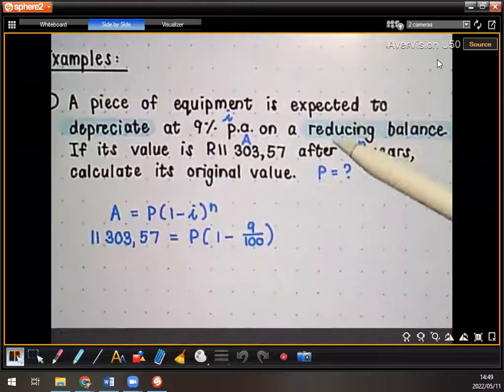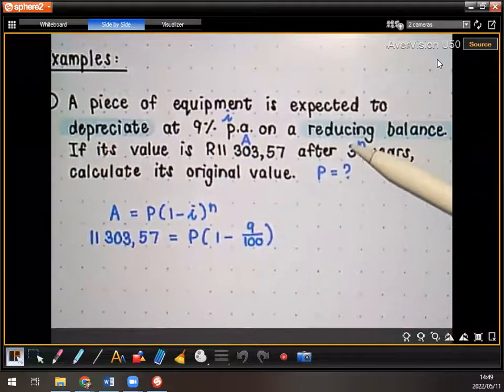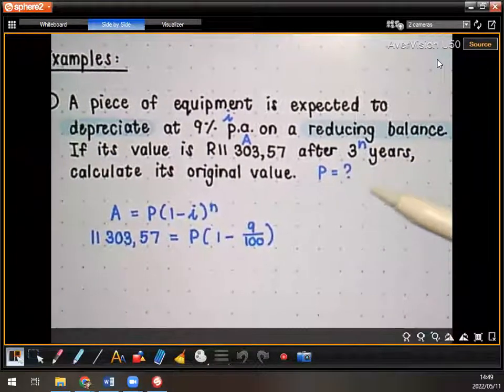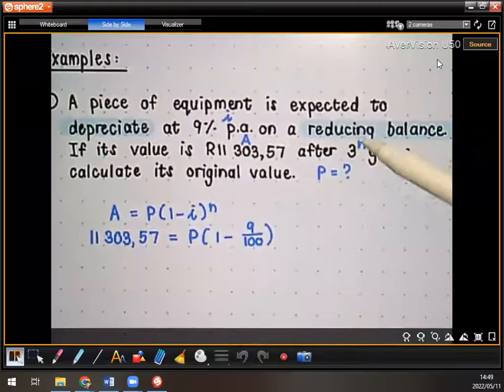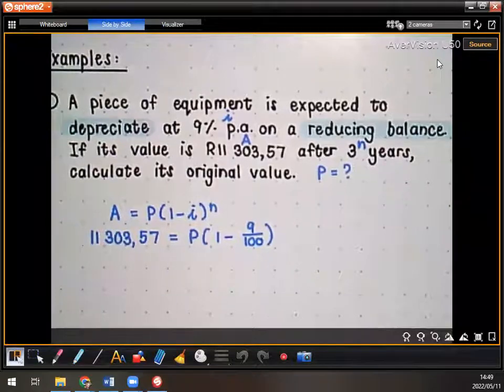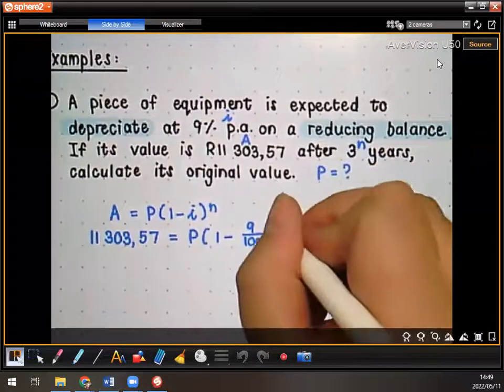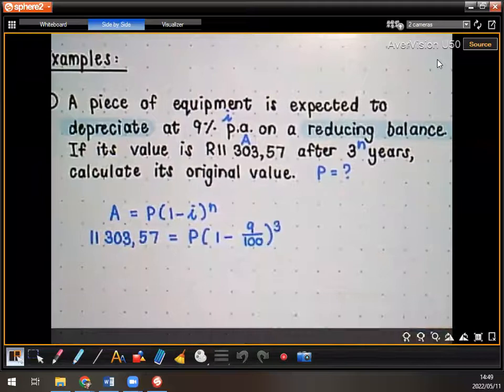Because they've said reducing balance, it's the compound one. Simple is straight line. So they have to tell you in the question. So 1 minus, and here instead of 9 over 100, you can write 0.09, but you don't have to. You can just leave it as 9 over 100. And your N value is 3.